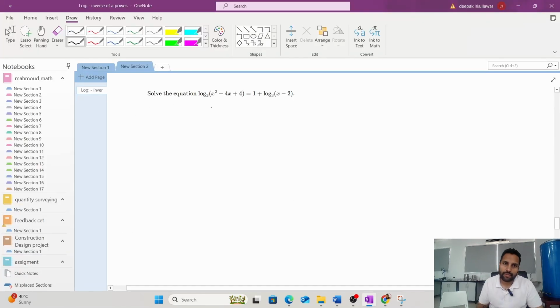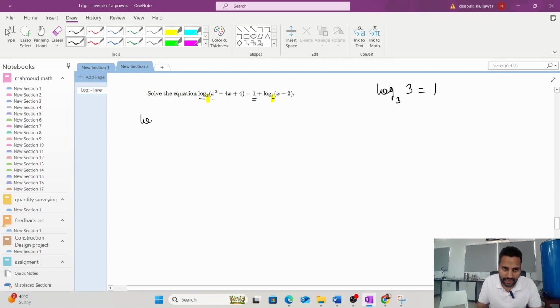Okay, so next question. Here we have log base 3 of x square minus 4x plus 4 is equals to 1 plus log base 3 of x minus 2. So if you look here, I have this one which doesn't have any log, but I know everything is base 3. So I know I need to create something in base 3, and log base 3 of 3 will give me 1.